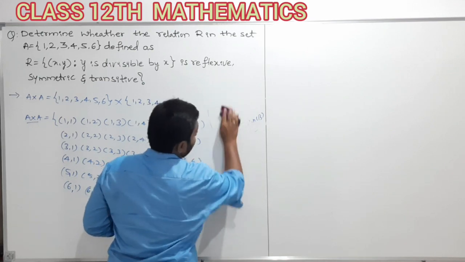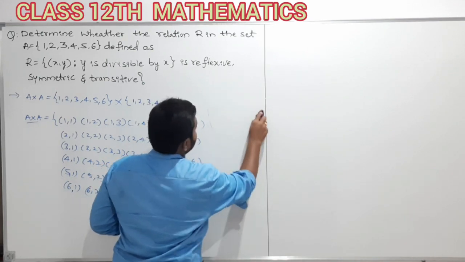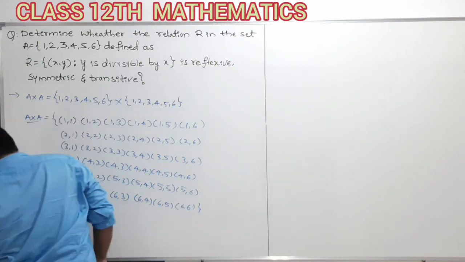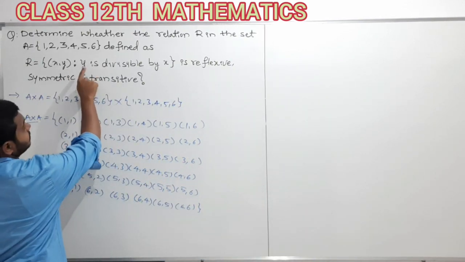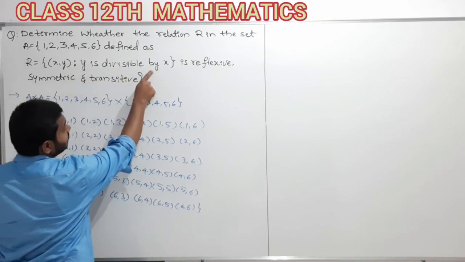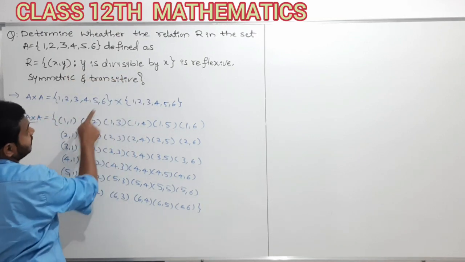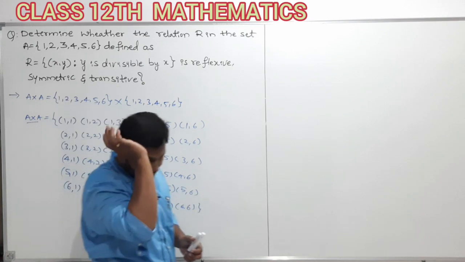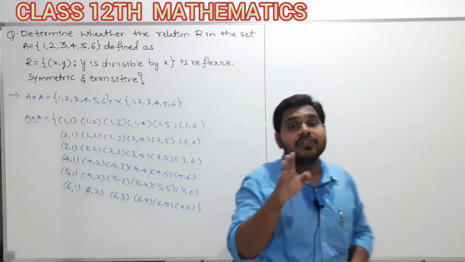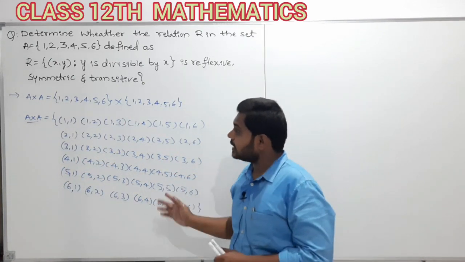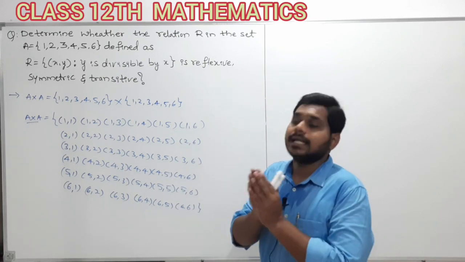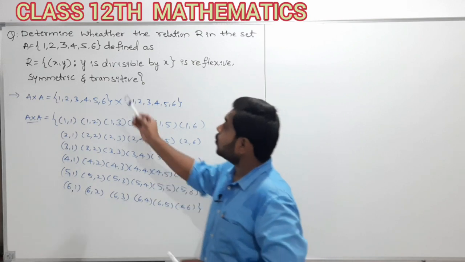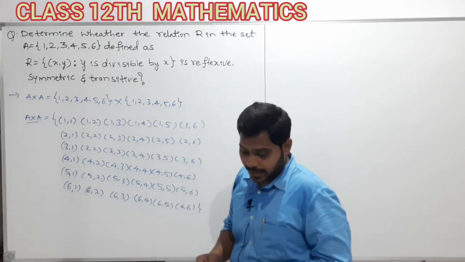So next, what should we find out, my dear students? We should find out the ordered pairs where y is divisible by x. Such ordered pairs we should calculate. But before calculating the relation, first I'll tell you what is meant by y is divisible by x.